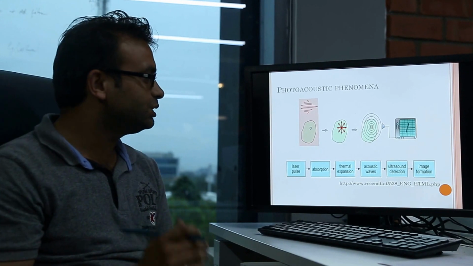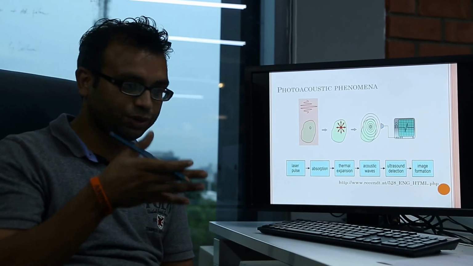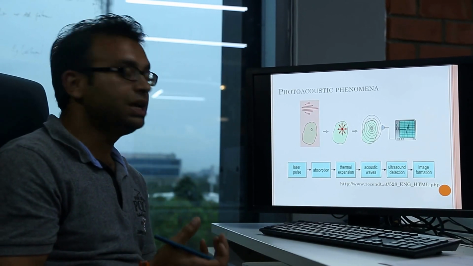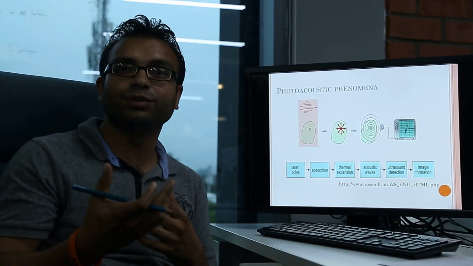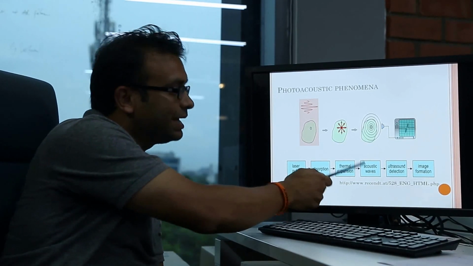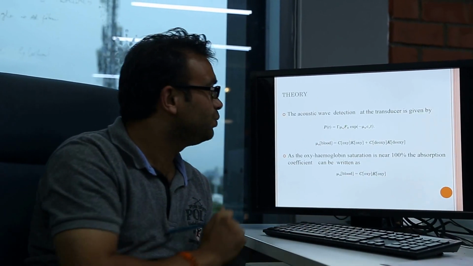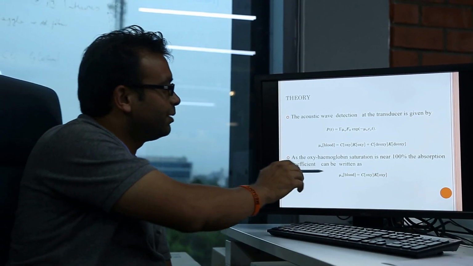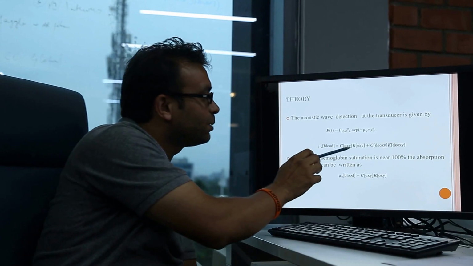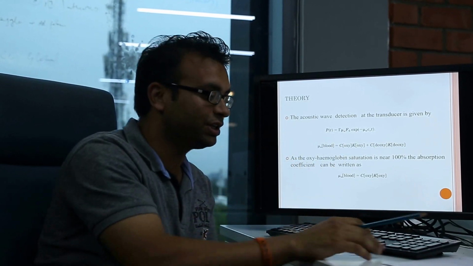In the photoacoustic phenomenon, a pulse laser light is focused on a tissue, which gets a thermoelastic expansion, which results in an acoustic wave formation. This acoustic wave can be detected by an ultrasonic detector and an image can be formed. So what will we get? We'll get the absorption coefficient of blood, but we see that we'll get the absorption coefficient of oxygenated and deoxygenated blood.